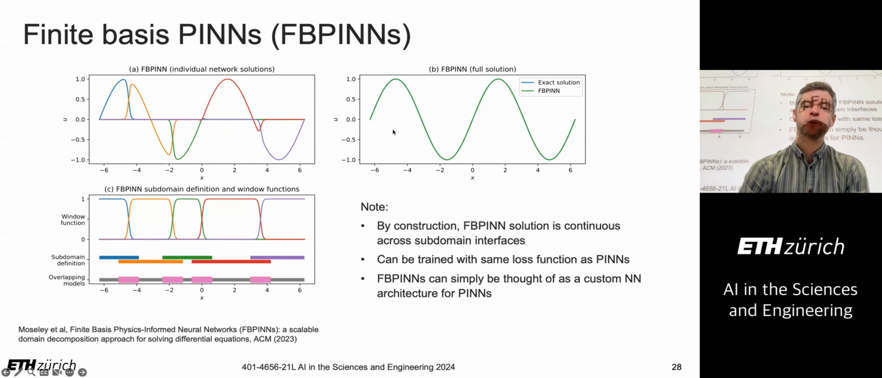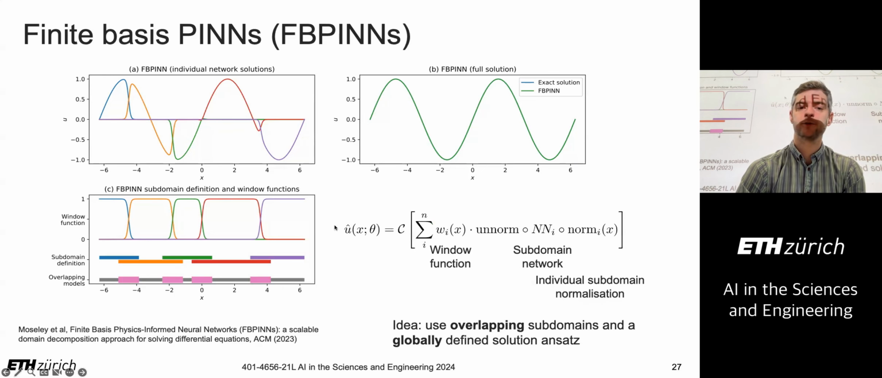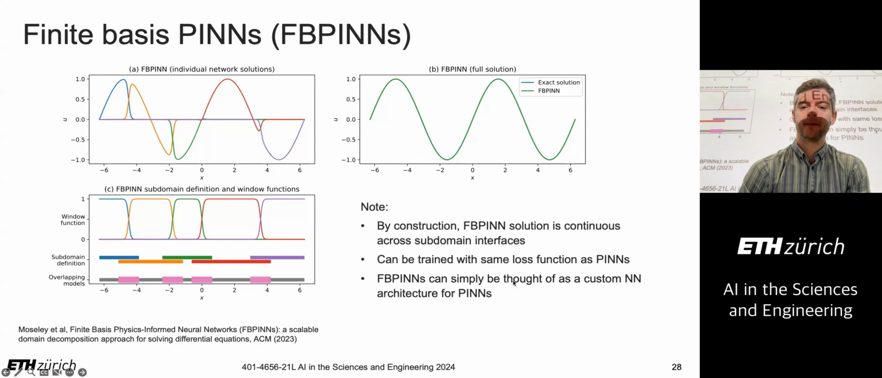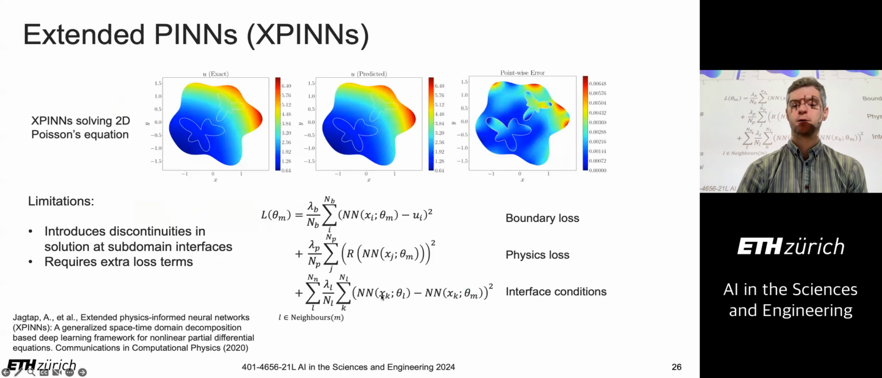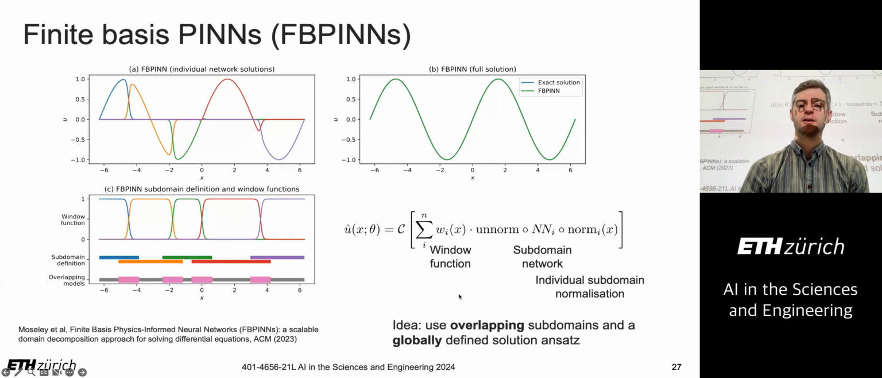So the difference between this and the XPINN approach is that by mathematical construction, just by saying that the solution is this ansatz with the summation multiplied by these window functions, this solution is continuous everywhere. There are no discrete jumps in the solution, because this whole thing is a smooth mathematical function, as long as we choose smooth and continuously differentiable window functions. And therefore, we can just train this using the same loss function as PINNs. We don't need these extra interface conditions in the loss function anymore. We can just use the standard PINN loss function to train all these subdomains.